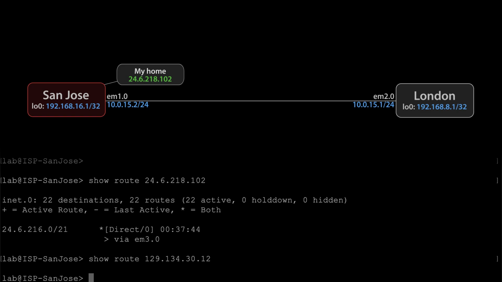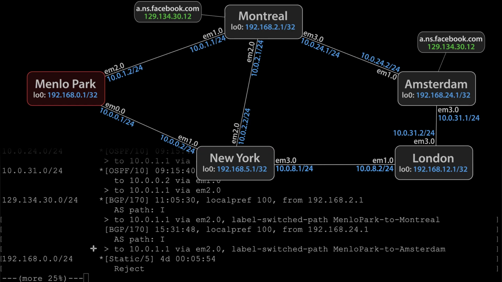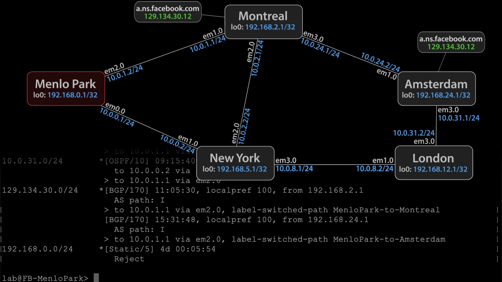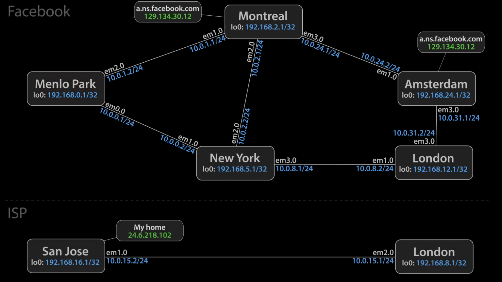Likewise, if we go back to Facebook's network, so I'll jump over to that Menlo Park router, none of the routers on Facebook's network are going to have a route back to my cable modem. And of course, I wouldn't expect Facebook to have a default route either. So we've got these two different networks, but they aren't connected to each other in what you might call an internet. But of course, both of these companies, Facebook and the ISP, would benefit from connecting the two networks together.